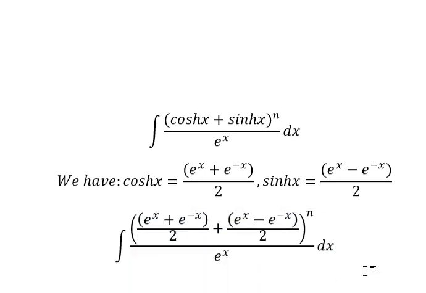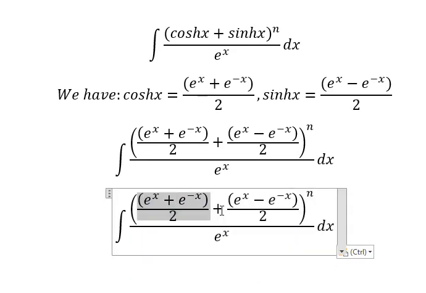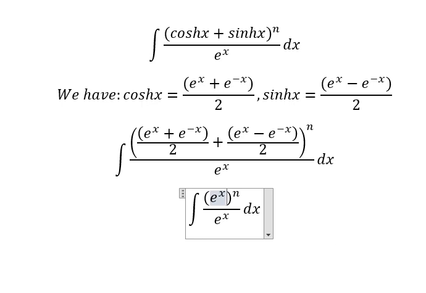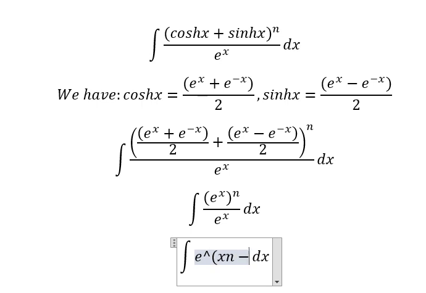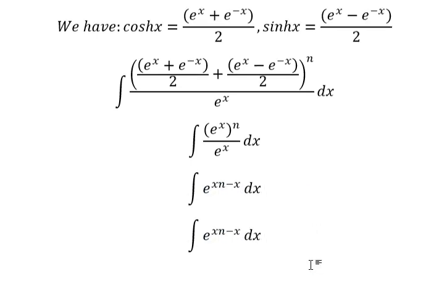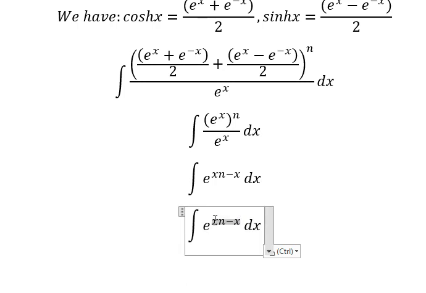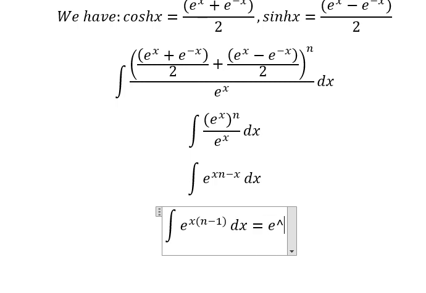Now we can simplify, and we have e to the power of x. So this one we got about e to the power of x and minus x. So we can do about factorization by x. And we have the final answer.